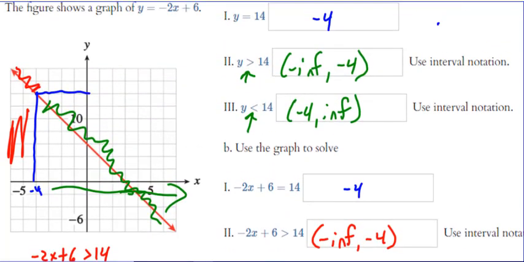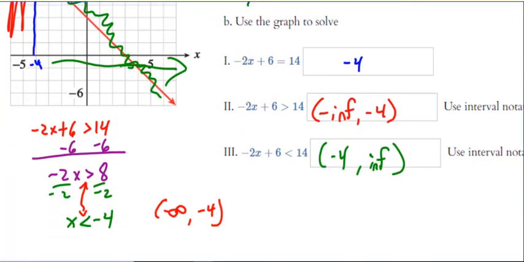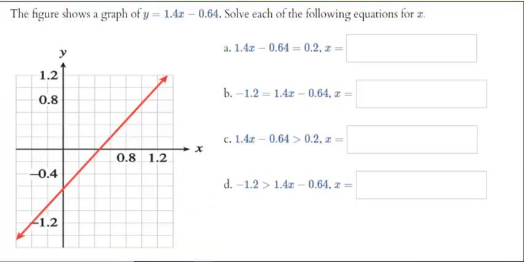So this problem is actually two parts. The first part is doing it on the graph. The second part is proving it by the equation. And of course, I proved only the second one, because by then we should all see that the third one is self-explanatory. All right, so let's look at another one.